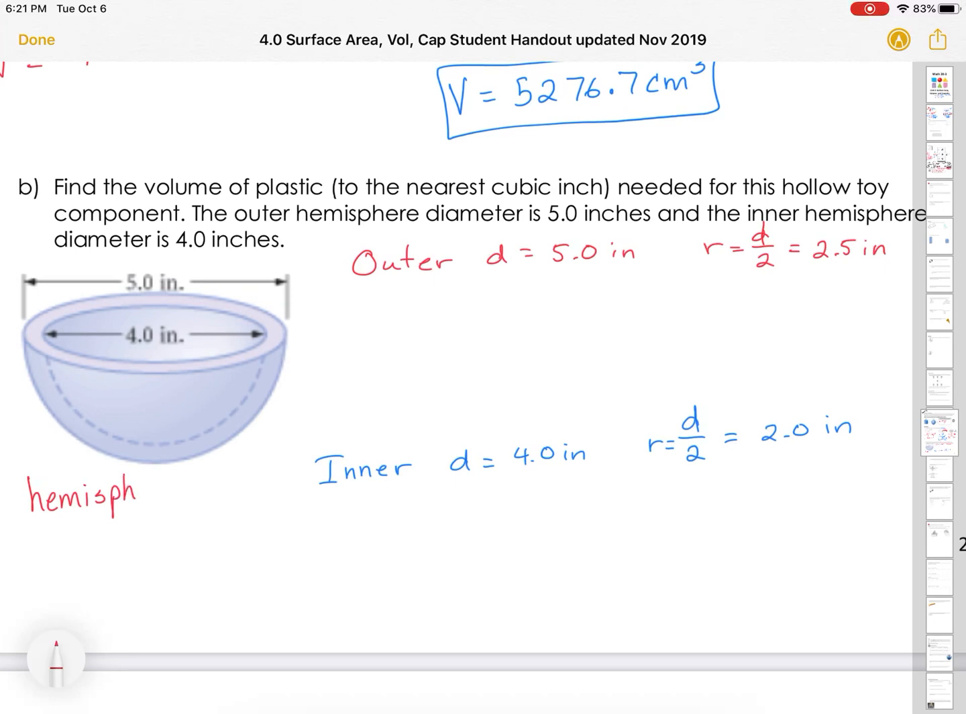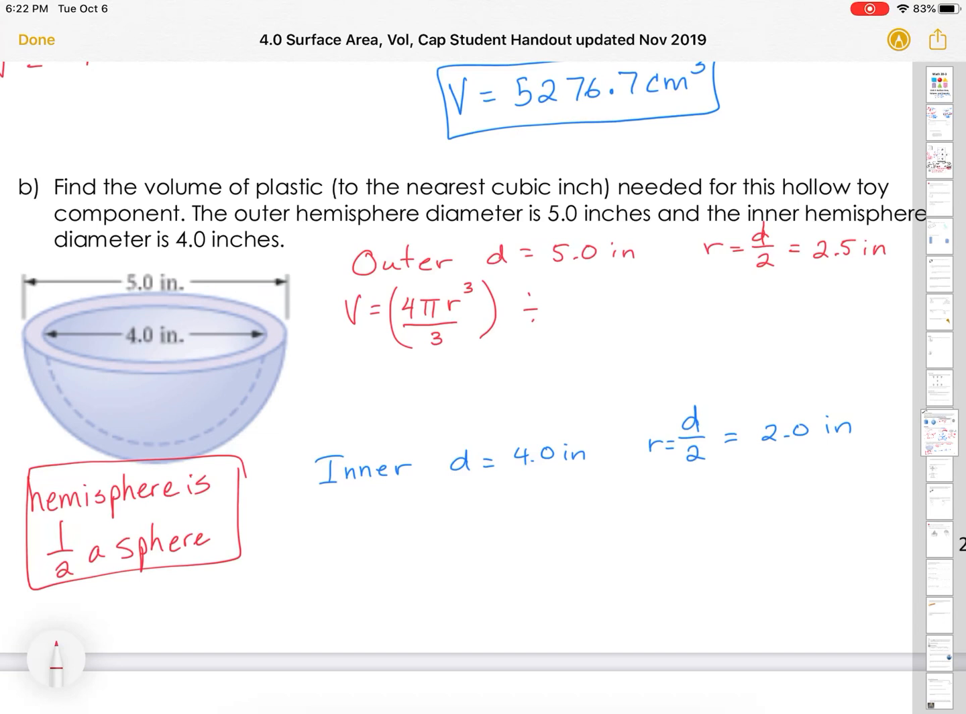A hemisphere is half a sphere. Hemi means half. So when we use our formula, we're going to divide by 2. So for the top one, volume is equal to 4 pi r cubed over 3. And then once we get this number, we're going to divide it by 2.